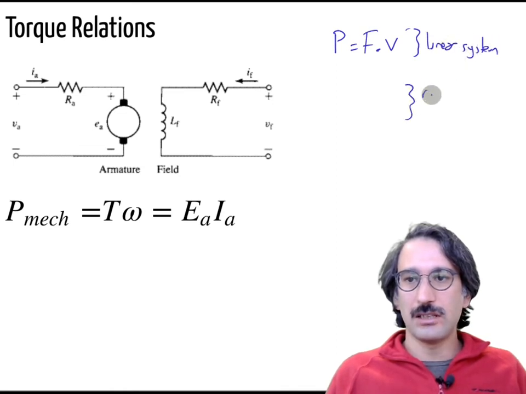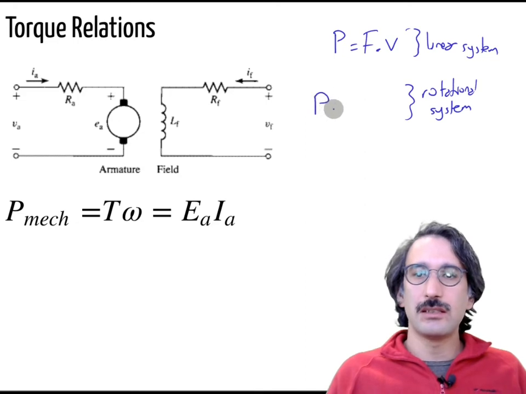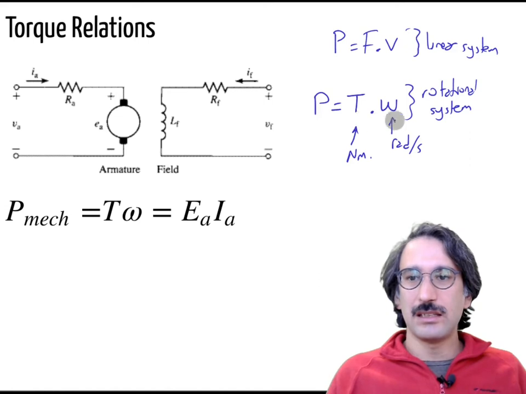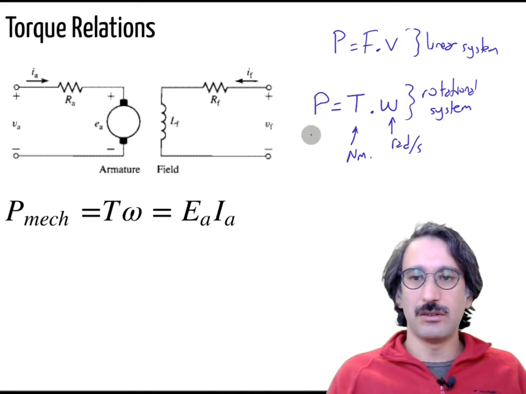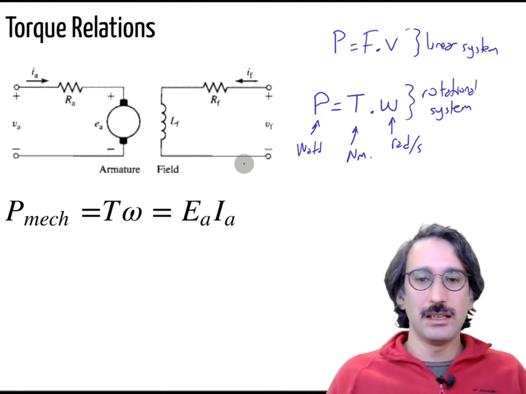And in the rotational system, instead of force, now we have torque. So this is now newton meter, and instead of the linear speed, we have rotational speed. This is radian per second. So again, that gives us the power. That is watt. So that is identical to the one in linear system.